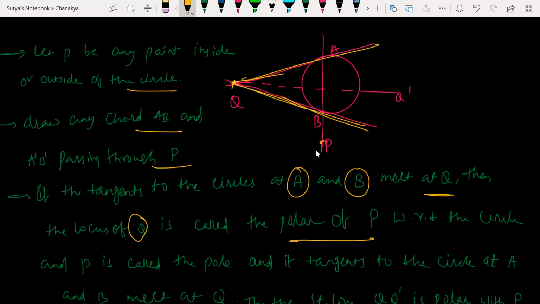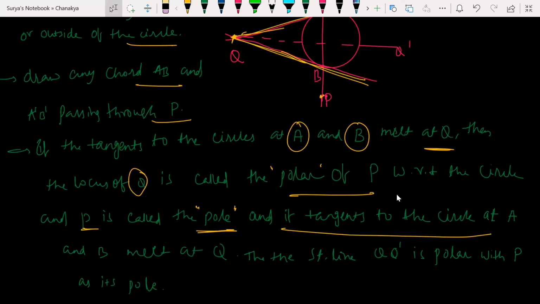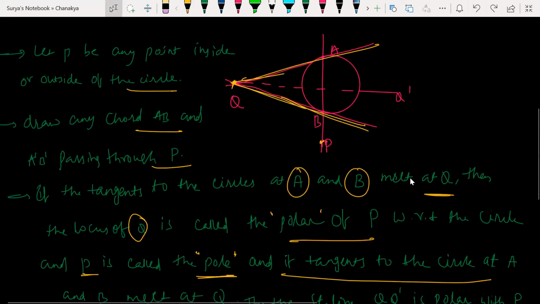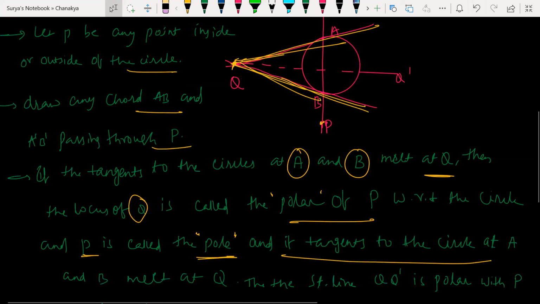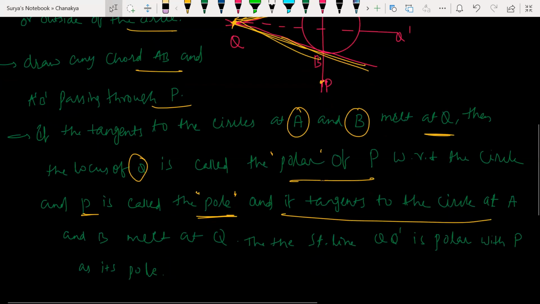Locus of Q is called the polar of P with respect to that particular circle, and P is called the pole here. If the tangents to the circle at A and B meet at Q, it's not this tangent and this tangent, look at this tangent meeting at point Q. Then P is called the pole and Q's locus the polar, with respect to the circle. Understood?